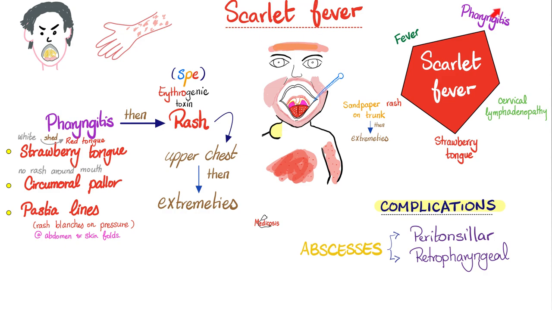So, scarlet fever is a pentad according to Medicosis. You have pharyngitis and rash. You have fever and cervical lymphadenopathy. You have strawberry tongue, maybe circumoral pallor, and Pastia lines.